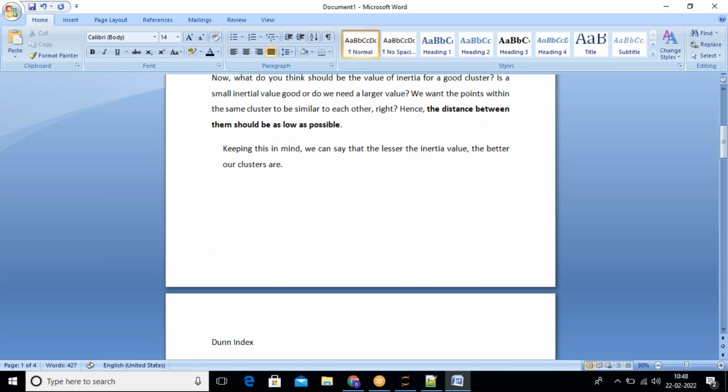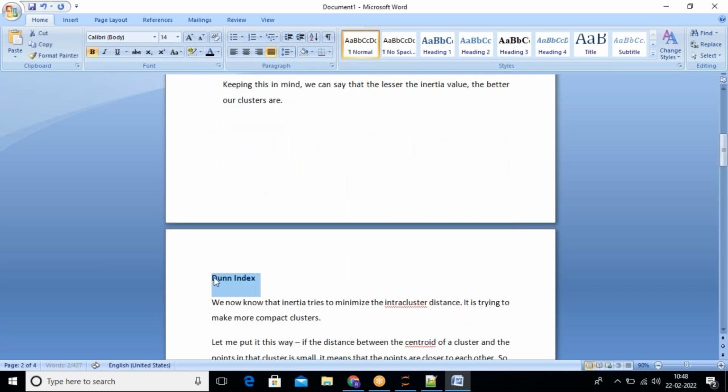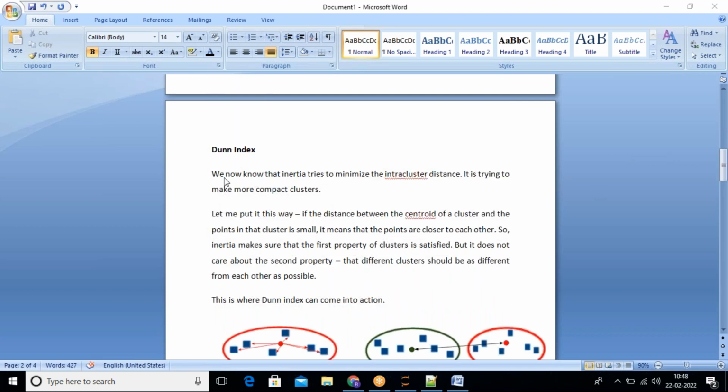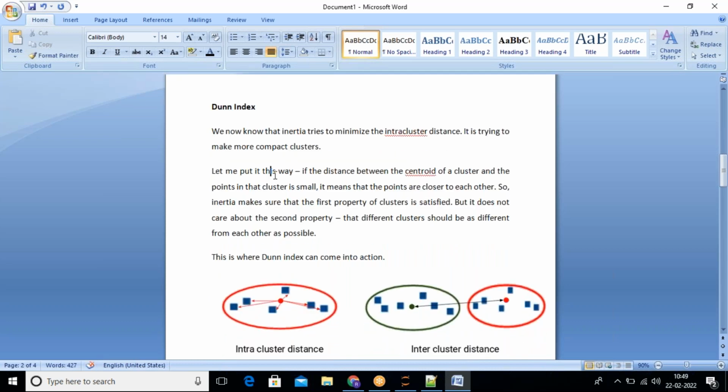The next is the Dunn index. So what is actually the Dunn index? We now know that inertia tries to minimize the intra-cluster distance, meaning it is trying to make more compact, better clusters. Let me put it this way: if the distance between the centroid of a cluster and the points in that cluster is small, it means that the points are closer to each other. Very good.